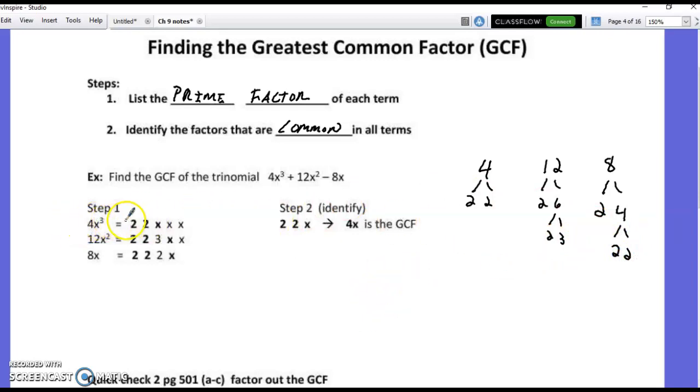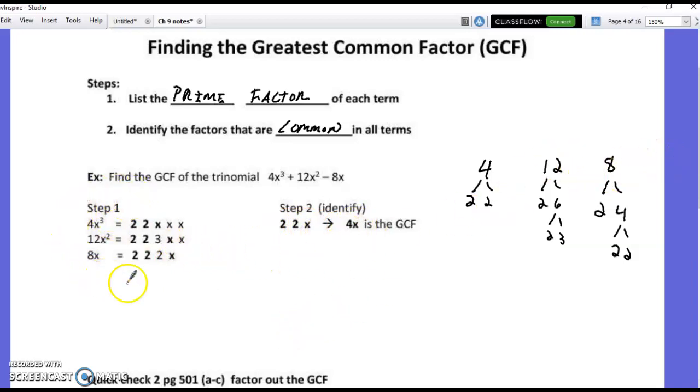So 4x to the third, we have 2 and 2, and then we have 3 x's for that x to the third. 12, we have the 2, the 2, and the 3, and the 2 x's, and 8, we have 3 2's and the x. So when you look at it, I tried to bold these, but we have a 2 and a 2, and then 1 x that's in common in each term. So when we multiply those back together, 4x is our greatest common factor.